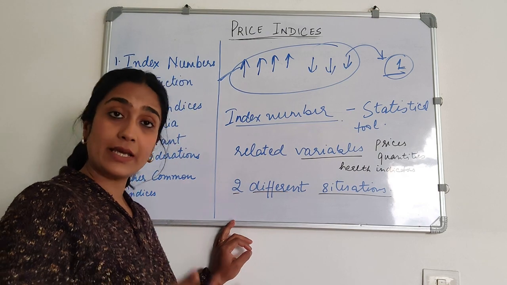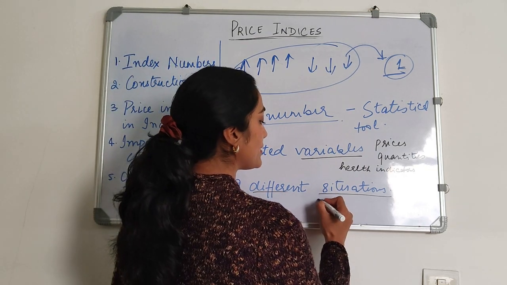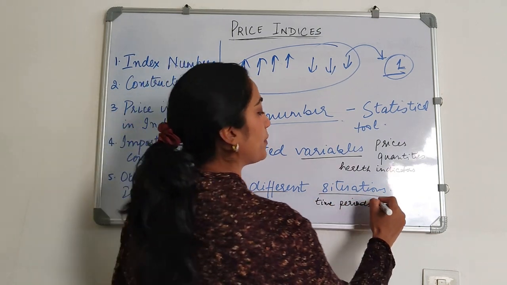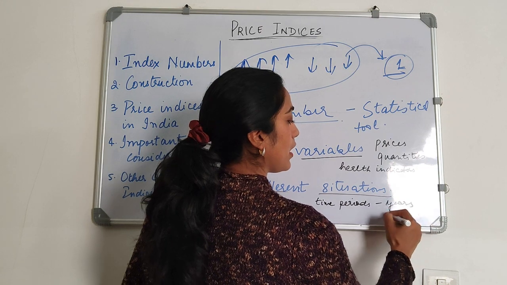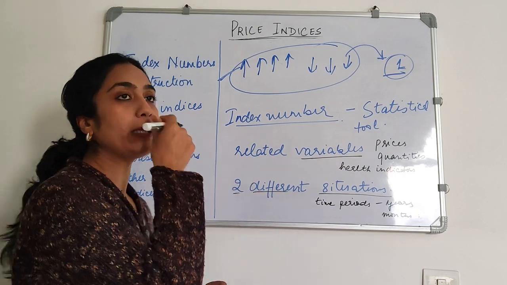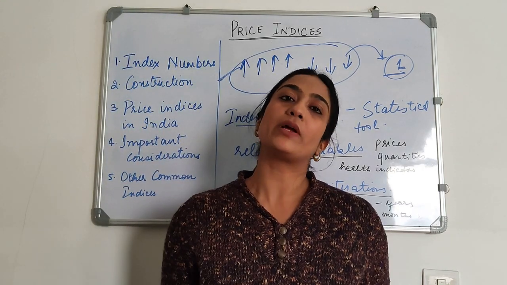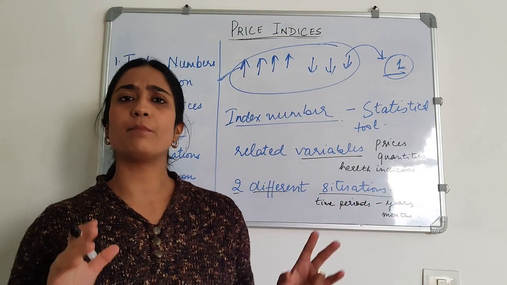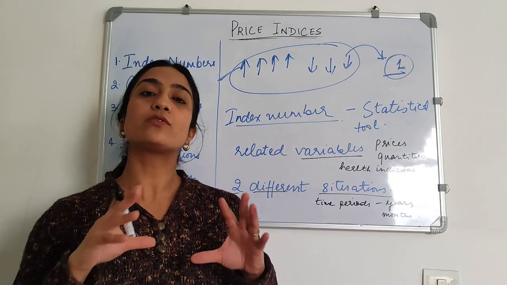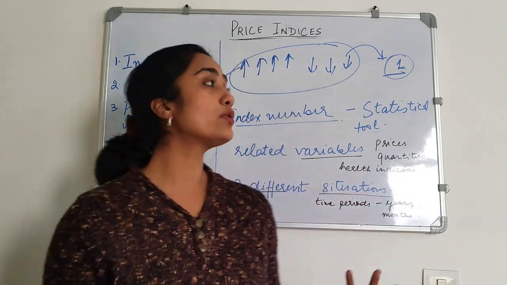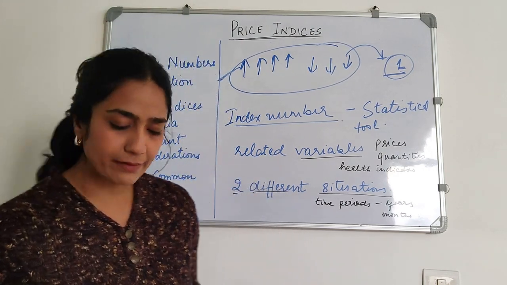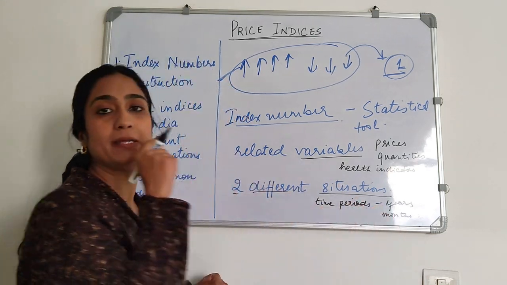The most common situation in the case of a price index is two different time periods. This could be between two years, this could be months. It could also be two different geographical locations. For example, you're comparing countries in terms of their health indicators. Then the two different situations are countries. It could also be within a country, rural and urban, these kinds of things. So anywhere there are two different situations, that's why you're making a comparison.